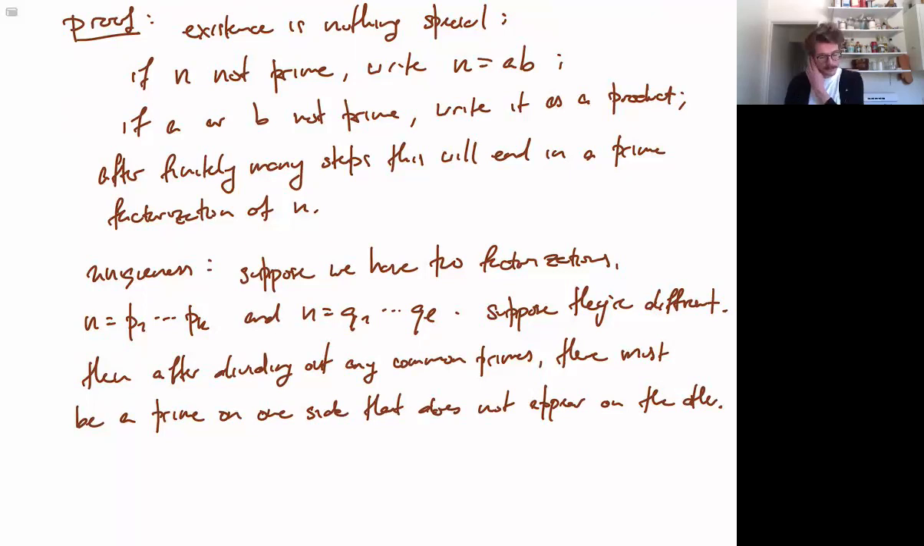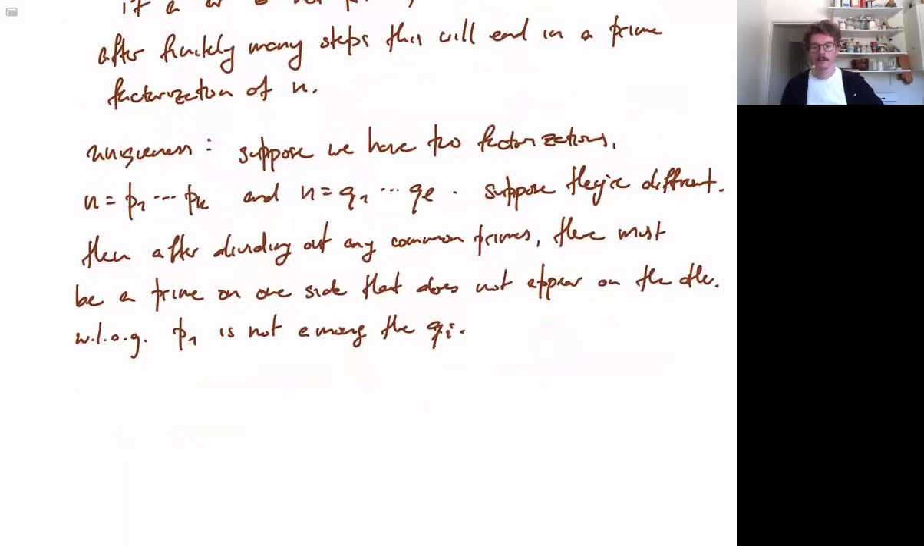So let's give it a name. Let's say, without loss of generality, p1 is not among the qi. But then, p1 divides the product of them because it is a divisor of n. I mean, these are both prime factorizations. It's clear that p1 divides n. And so it must divide this thing as well. Except possibly we've divided out some common factors, but that won't affect whether p1 divides it.